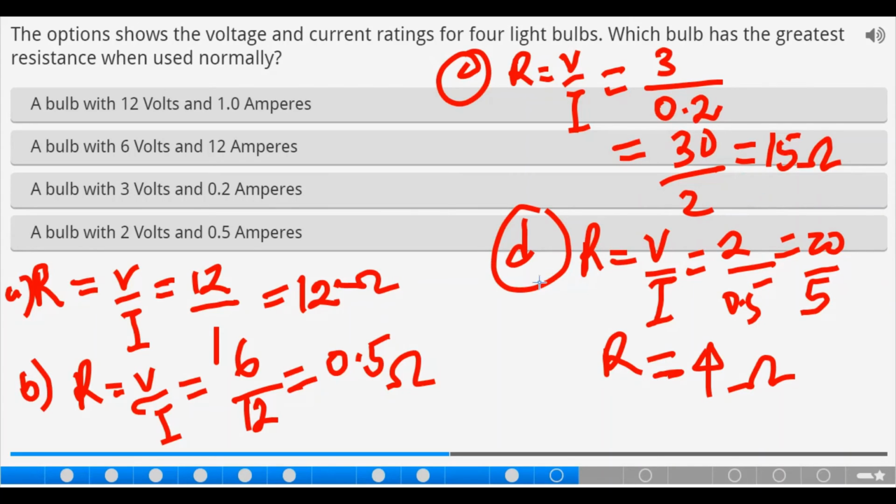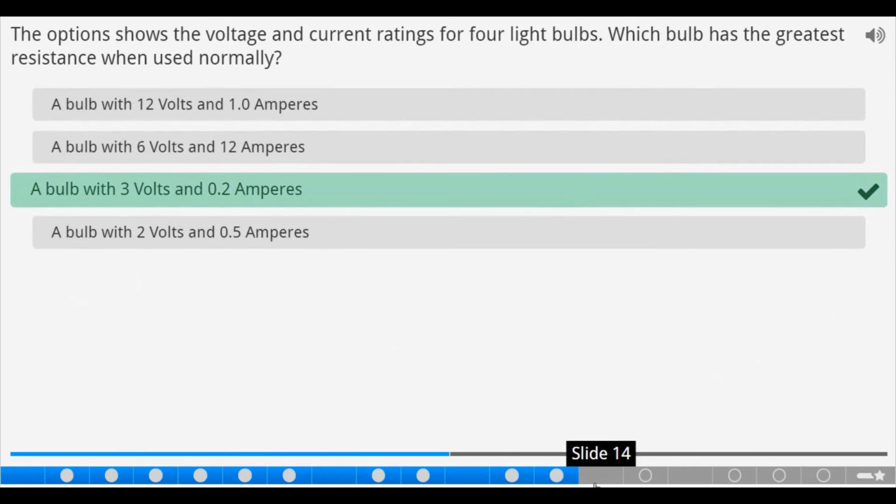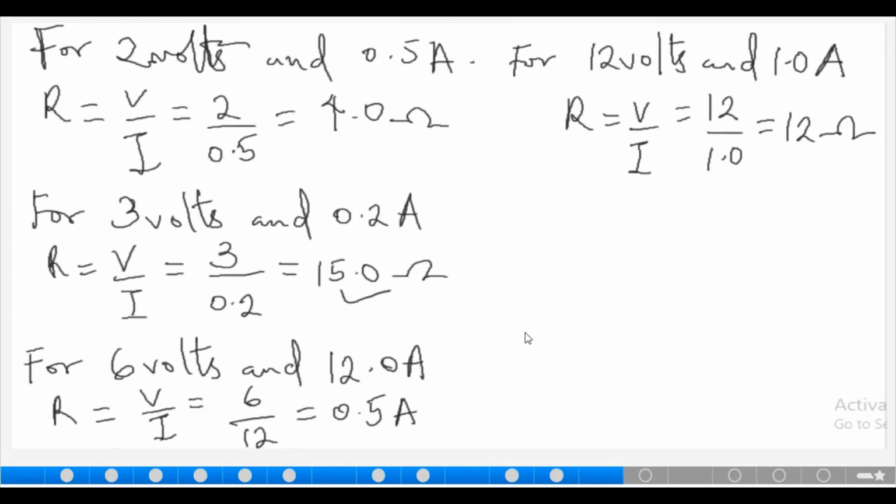4 ohms. So if you look at 12 ohms, 0.5 ohms, 4 ohms, and 15 ohms, you can see that 15 ohms is larger. Which voltage is attached? 3 volts, and current 0.2 amperes. So we pick that and check. That is it. Now the solution also lies here, where you have it stated. So the one that is the highest, that is the one I have marked, that has 15 ohms.